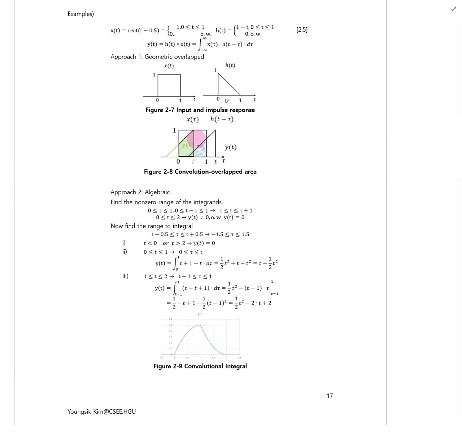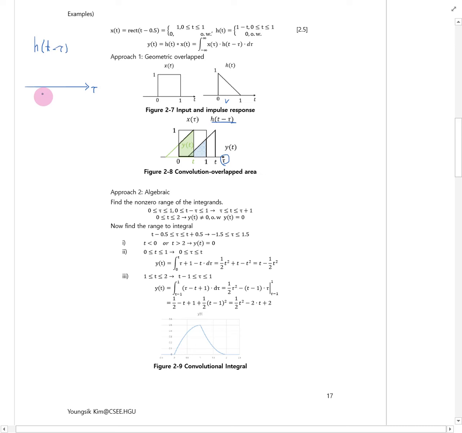To calculate the area, we can use the geometric method or the integration method. First, try the geometric method. Before that, I would like to see the function of this one. h(t) is given like that, but you need to keep in mind that this axis is tau. So I would like to plot this axis as tau. h(t minus tau) should be plotted firstly.